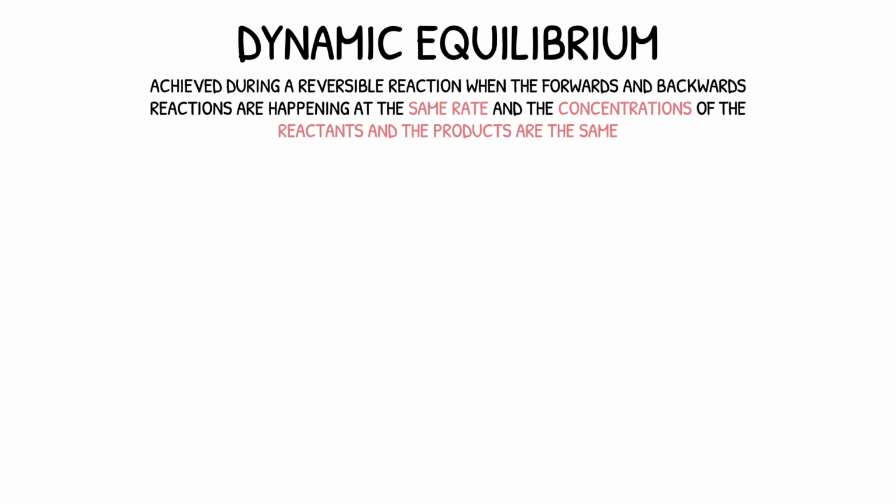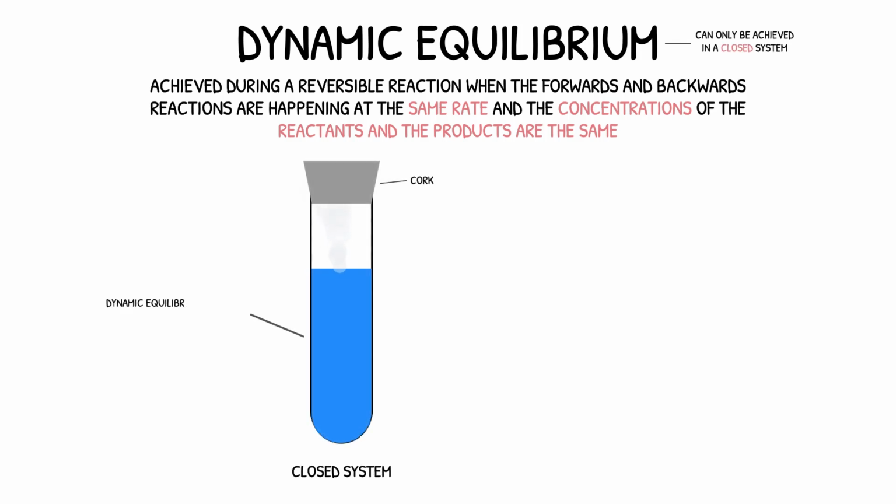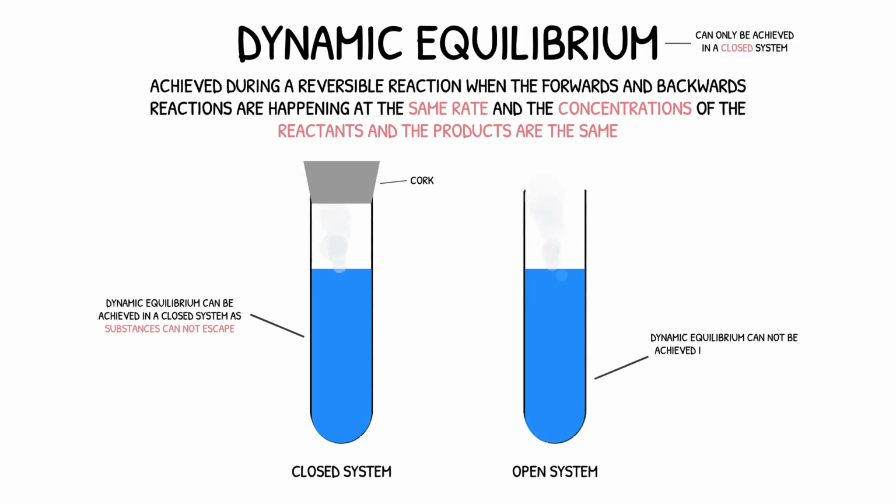The term itself describes the process, with dynamic indicating that the reactions are constantly happening, and equilibrium indicating that there is a balance. Do note that dynamic equilibrium can only be achieved in a closed system. In a closed system, no reactants and products can escape, particularly those that are in gaseous form. However, in an open system, the reactants and products can escape, and so dynamic equilibrium cannot be achieved here.